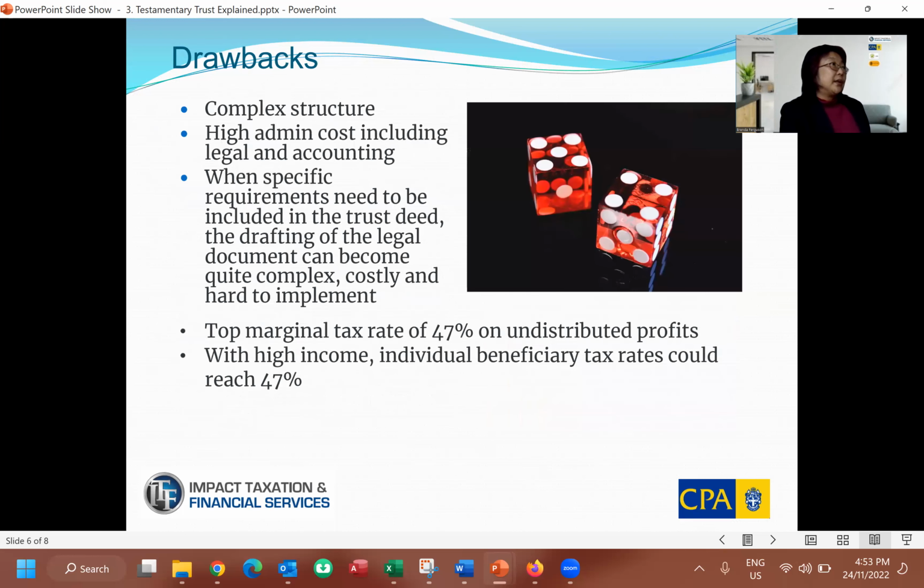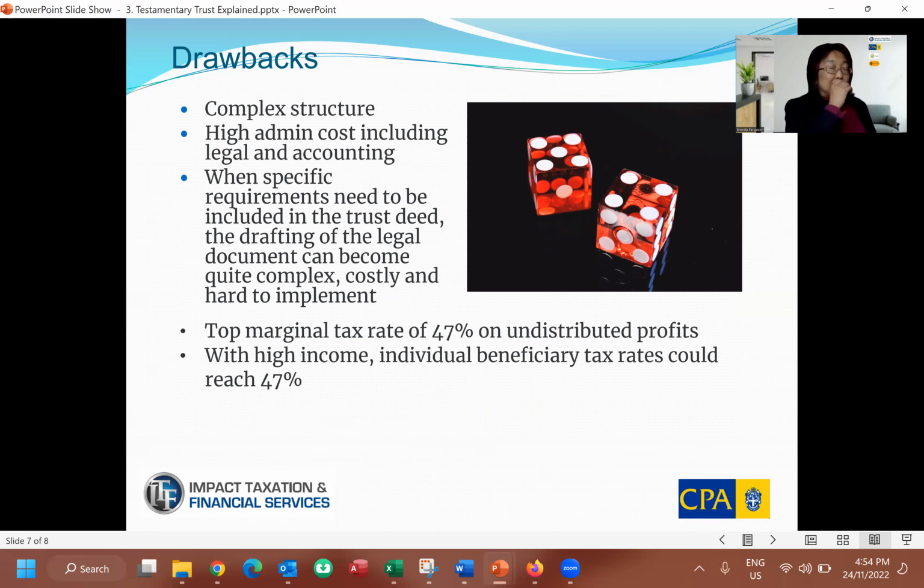And then, what are the drawbacks or disadvantages of a testamentary trust? First thing is it's very complicated. And because of the complication, the cost could be really high to manage or operate a testamentary trust, both from the legal side and the accounting side.